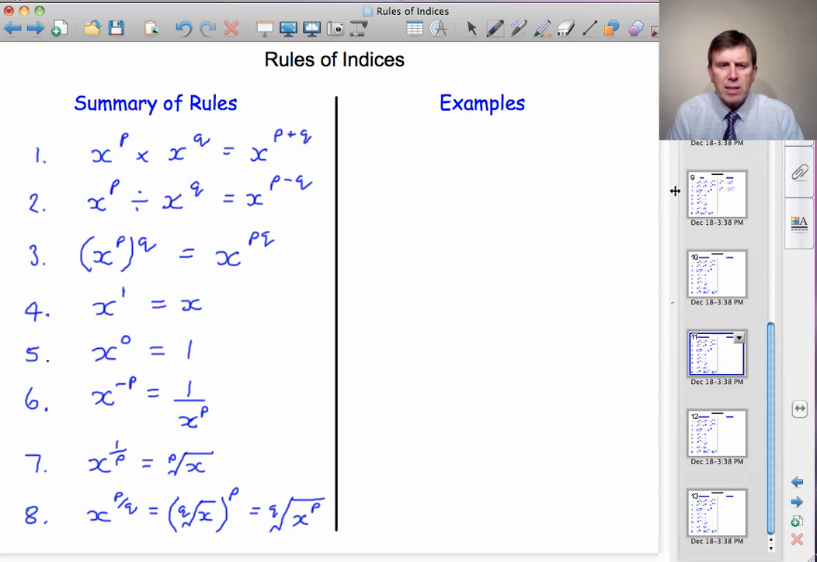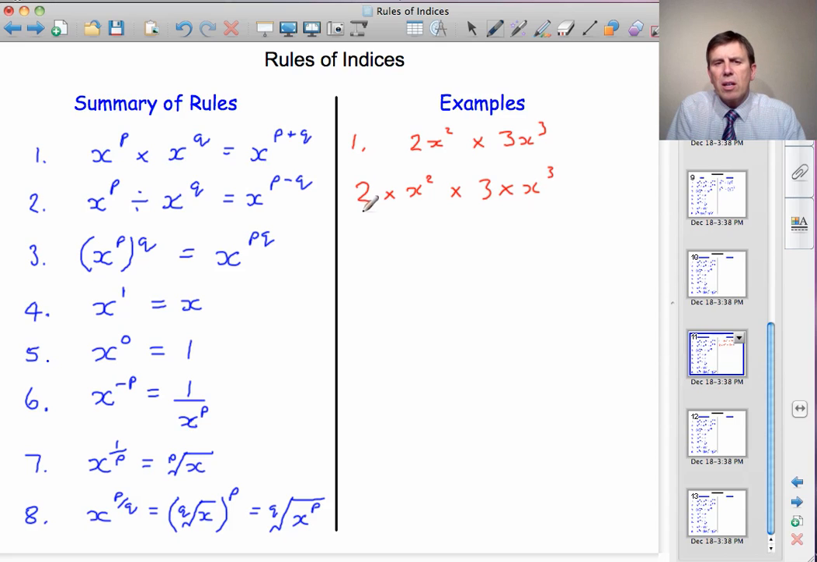Right, we'll now look at 10 examples that utilise each of these rules on the left-hand side of the page. Example 1. 2x squared multiplied by 3x cubed. It'll be helpful here on this first example to write this out in full. 2x squared means 2 times x squared multiplied by, and 3x cubed means 3 multiplied by x cubed.